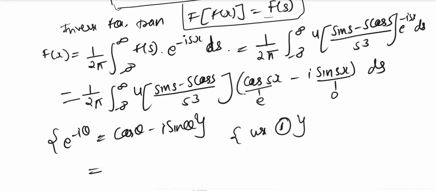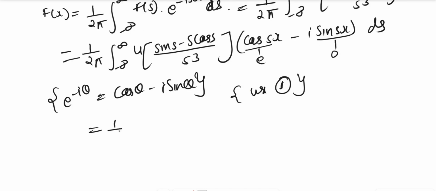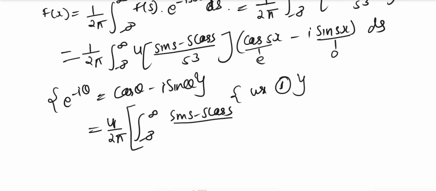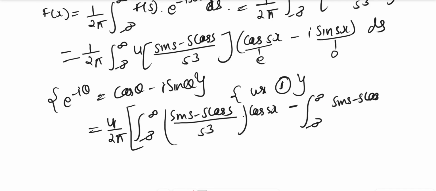So from this result we need to identify whether the function is even or odd. We will separate it. It is 1 upon 2 pi, take 4 common, that is 4 upon 2 pi integration from minus infinity to infinity of (sin s minus s cos s) divided by s cube multiplied by cos sx, minus integration from minus infinity to infinity of (sin s minus s cos s) divided by s cube multiplied by iota sin sx, with dx. Now we have to identify whether this function is even or odd.